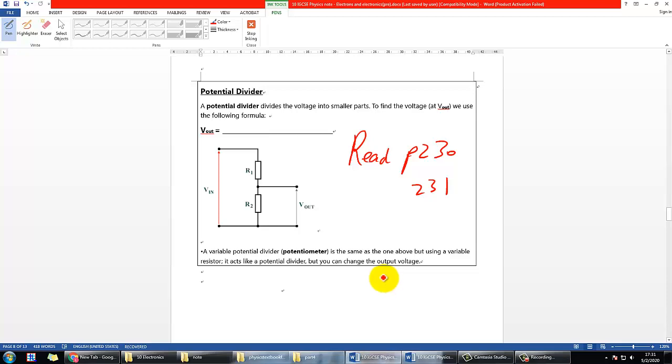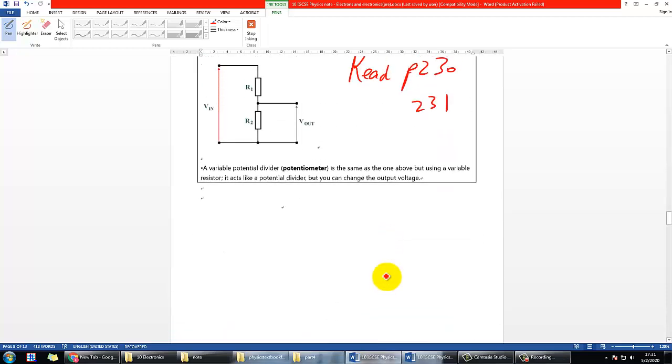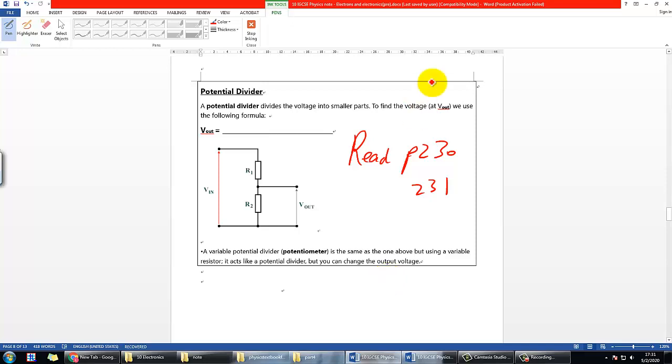Okay, let's talk about potential divider on page 8. Before that, I want you to read the textbook, page 230 to page 231. After that, you should be able to work out the answer here, or you can use your prior knowledge about circuits. Get back to me. Pause the video now and read the textbook.